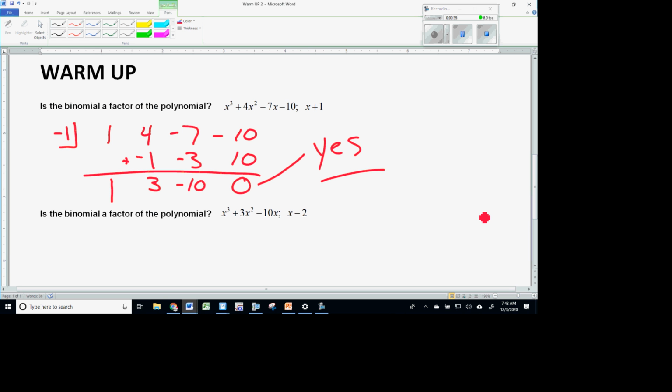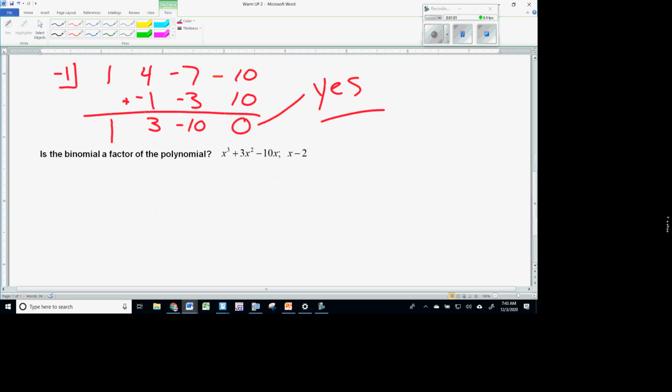That's actually the exact same problem you did yesterday. If you have yesterday's warm-up, you don't have to get it out. All I did yesterday was say, divide that by that. Same problem. We just changed what the question was. Instead of just divide, it was a question of is it a factor? But it's basically the same kind of thing.